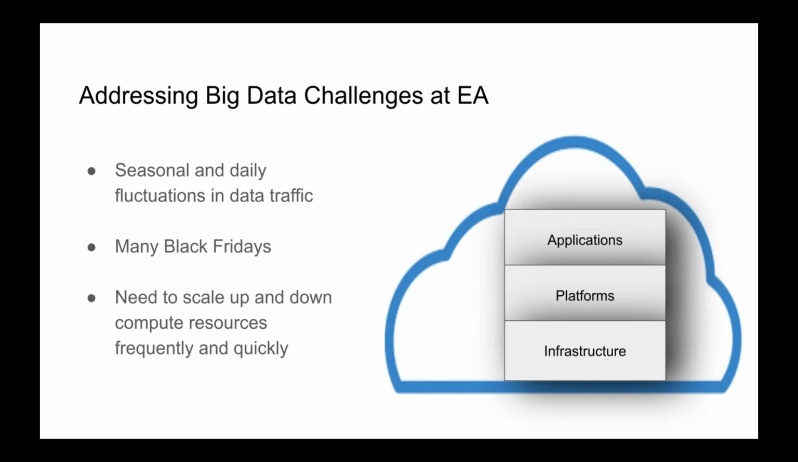To address this big data challenge, we have to be able to scale up and down our computer resources frequently and quickly when processing the data. Obviously, those are for reasons of performance and cost, right? We want to keep the performance optimal. At the same time, we want to keep the costs low. So in order to do that, we build our tech stack in the cloud. It is roughly divided into 3 layers: applications, platforms, and infrastructure.